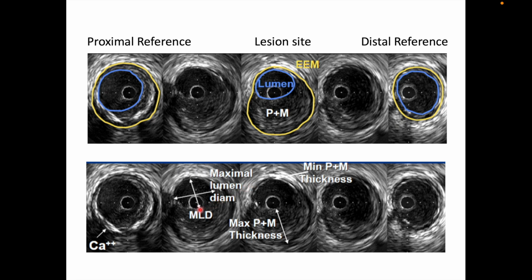You can calculate the minimum and the maximum lumen diameters at the site of the lesion, at the proximal reference segment, and at the distal reference segment. At the same time, you can also measure the plaque thickness. You measure the minimum and the maximum plaque plus media thickness, from the media to the inner intimal border. Wherever it's the maximum, that's called the maximum plaque plus media thickness, and then there is the site of the minimum plaque plus media thickness.